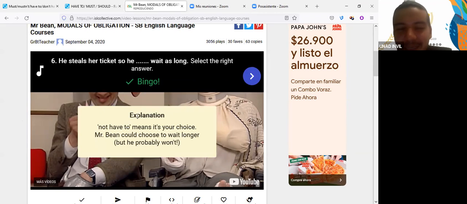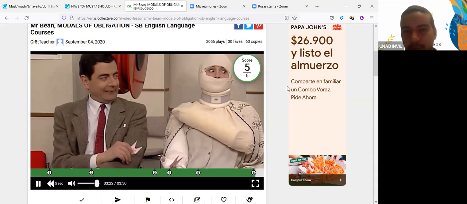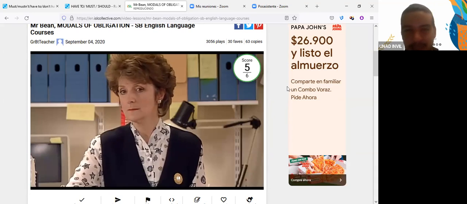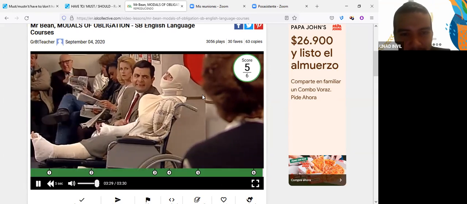Very good. Let's read the explanation. Not have to means it's your choice. Mr. Bean could choose to wait longer, but he probably won't. Entonces, not have to significa que tienes opciones, tienes elección. Mr. Bean podría elegir esperar más, pero probablemente no lo va a hacer, ¿listo? Listo. 5 de 6, señores, no nos fue para nada mal. Como les digo, let's finish watching this video.